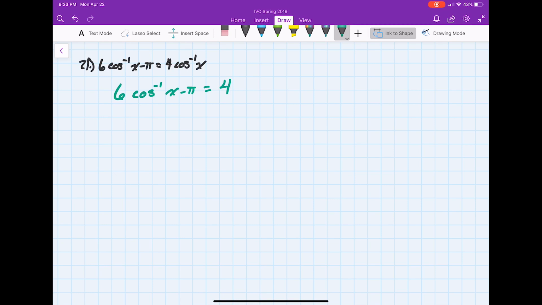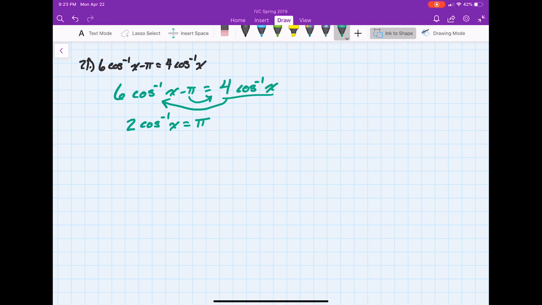So the first step on this one, we are going to collect like terms. So I'm going to subtract 4 inverse cosine of x onto this side, and then I'll add pi to the other side. So when I do that, I end up with 2 cosine inverse x, and that will be equal to pi. All right, so I just moved this over there, moved that over there, collecting like terms. So now we're back to the way we were in the previous two problems.